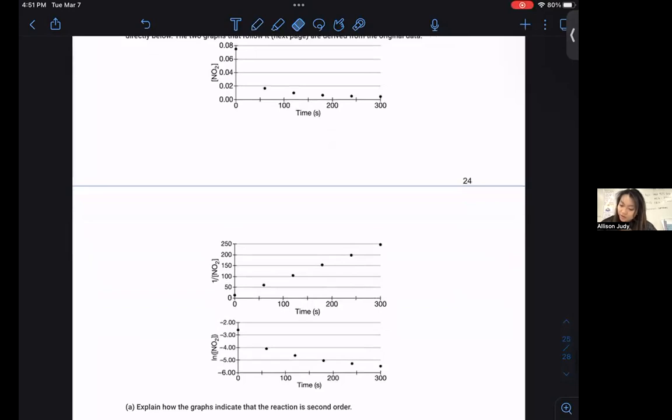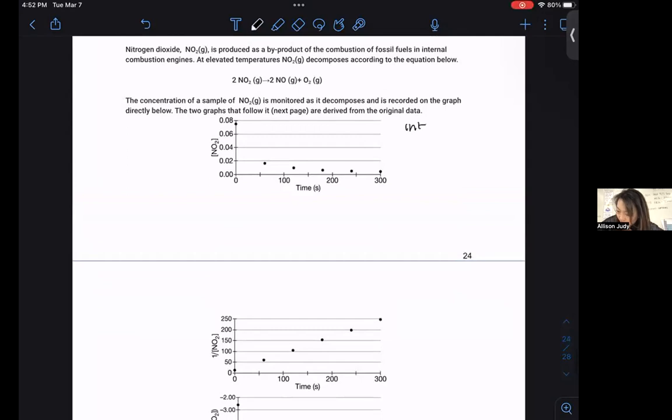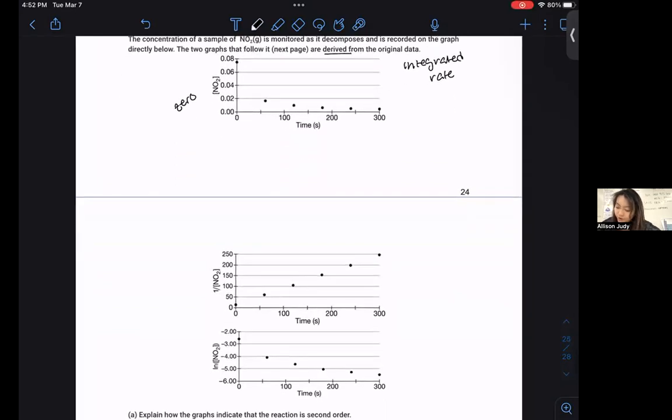So what you see here is you have NO2. You should immediately start looking at the y and the x. We have NO2, the concentration of the reactant, we have 1 over NO2, and ln of NO2. So immediately you should know this is an integrated rate law question, hence the word derived. When we have NO2 versus time, we know that this is going to be zero order. When we have 1 over NO2, we know that this is going to be second order. And when we have ln NO2, we know it's going to be a first order relationship.